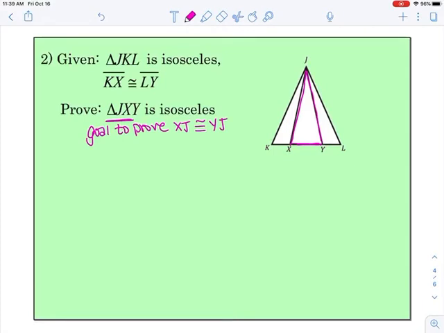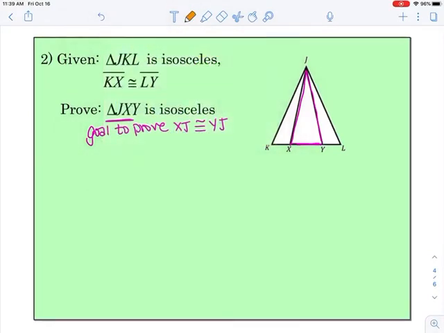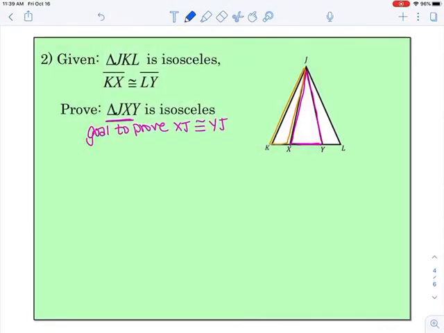If I can do that, then I'll be able to state that that triangle is isosceles. So in order to do that, I'm going to go back and I'm going to prove two triangles congruent. The two triangles that I'm going to prove congruent, I'll highlight one in orange. I'm going to highlight this triangle here, and then I'm going to highlight, how about blue, this triangle here.